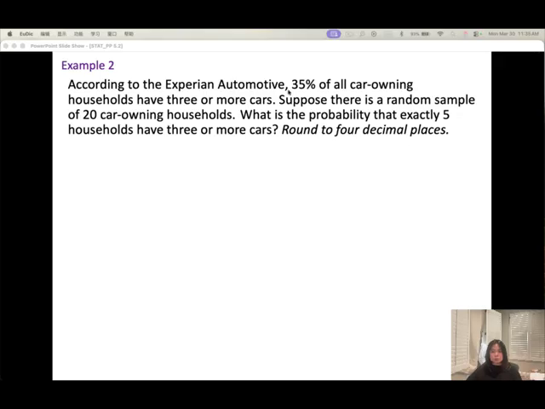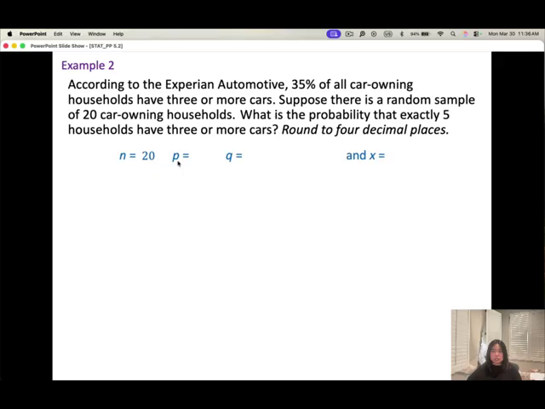So first, think about it. What is your n, how many trials? What is your p, your success rate? And what is your x, what you're looking for? You could find your q also. q will be 1 minus p. So n represents the number of trials. We have a random sample of 20 car-owning households, so n will be equal to 20.